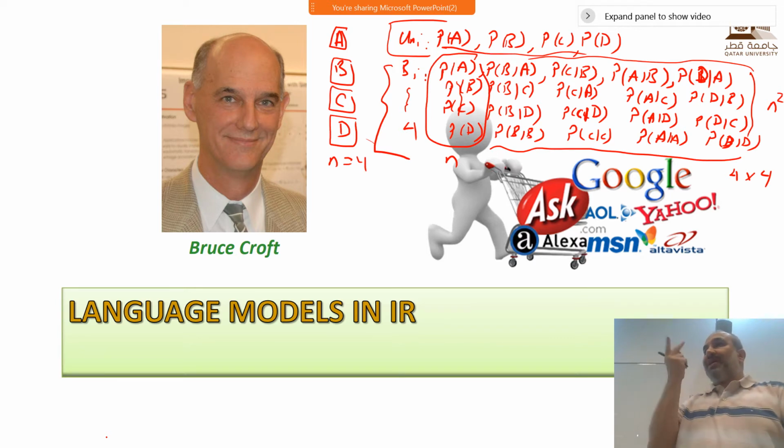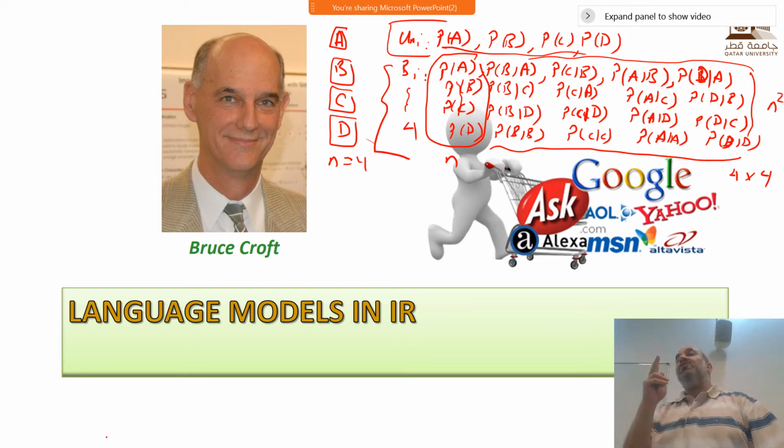So a language model has 2 ways of use. We can use it to generate text, and we can use it to estimate probabilities of observing text, of generating text. Okay? So if I want to generate text out of this, what should I do? Out of any language model.